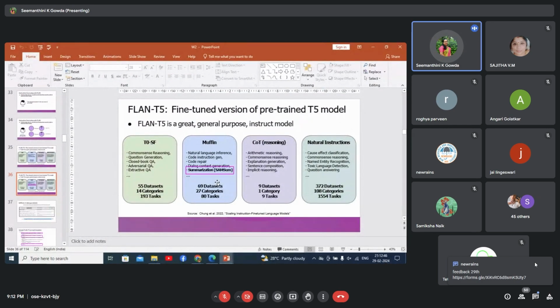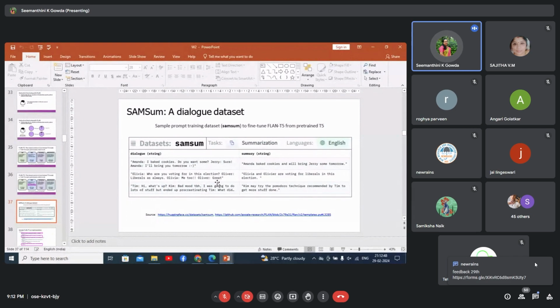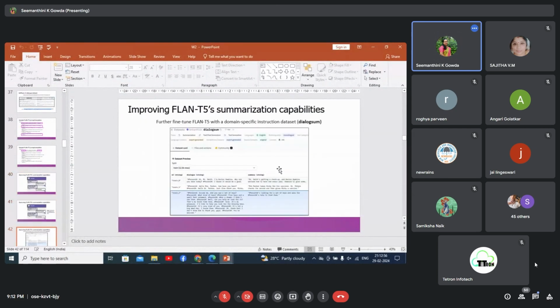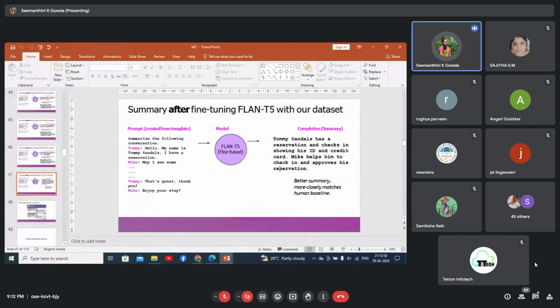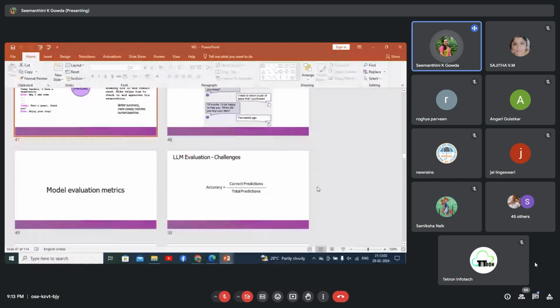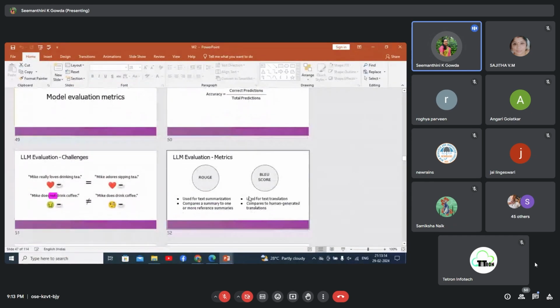The major application we have seen is one of the Samsung datasets. That is a dialog dataset. Based on the inputs, it is going to produce the output. These are some examples I wanted to discuss. And here, each and every data will be evaluated using evaluation metrics. Evaluation metrics can be used for finding the accuracy. Accuracy will be found based on the correct predictions divided by the total predictions.